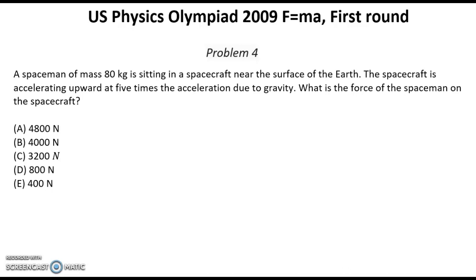Solution. To solve this problem, we need to use second Newton law. This is our equation. The ma equal normal force minus force of gravity, because normal force acting up and the gravity acting down, and acceleration equal 5g. So from here we can find what is normal force. That will be this one.